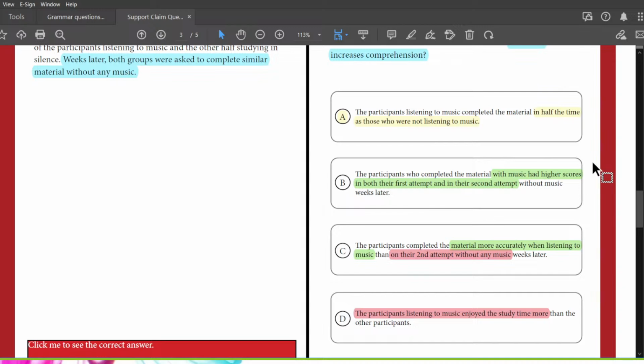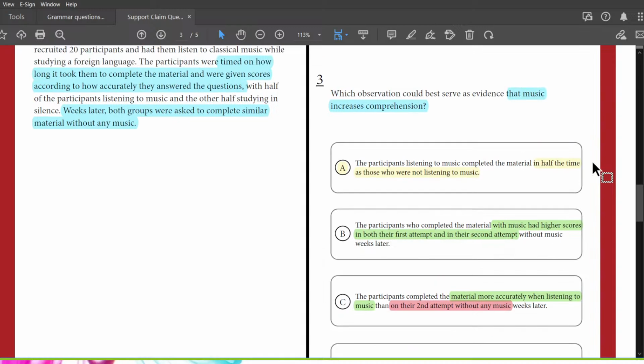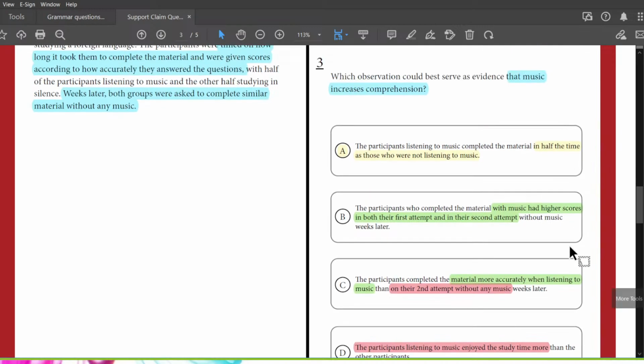Okay, and I get what you're saying. You could see it that way, right? Because they actually got worse performance, that further proves that the music was the reason, if I'm following you correctly. Yeah. So I get that logic, and I think that's why this one's a little tricky.